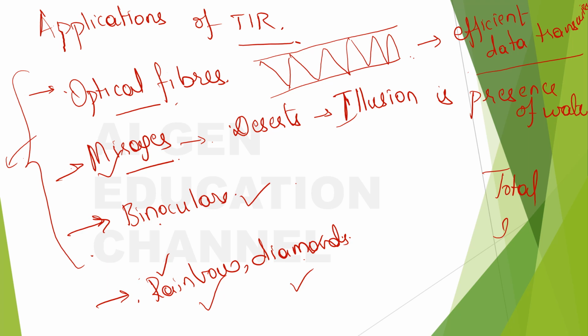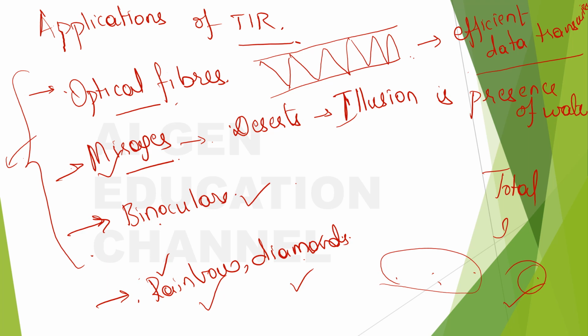Why I am specifying this difference as natural and man-made is that you may get a question stating to find the odd one out. They may mention mirages, rainbow, diamonds, binoculars. So what will be the odd one out here? Binoculars. It is because the applications of total internal reflection are natural in the others, and here it is man-made. So you can expect these sorts of things too.